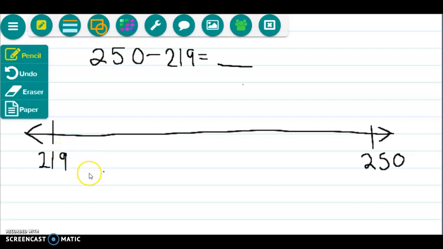So the first thing I'm going to do is make 219 a friendly number. I love to start by making my first number a friendly number because it just makes it so much easier to add. So 219 plus 1 gives me 220.